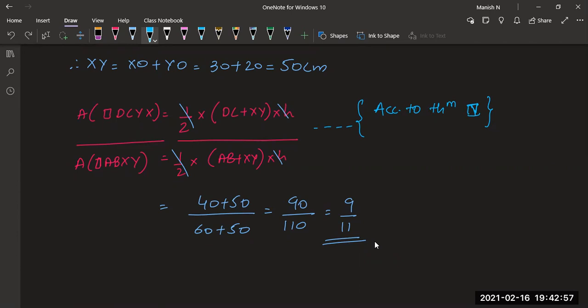So I hope you all understood this chapter, area of triangles and parallelograms between the same base and the same parallels. At least one question of this chapter is asked, that is 3 to 4 marks in your final examination, on the basis of these four theorems.